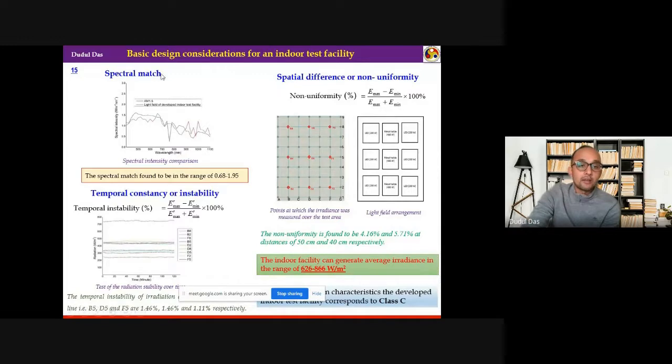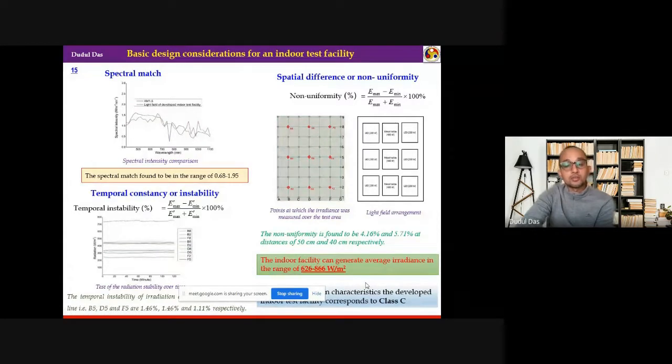Then final parameter is temporal constancy or instability. So temporal means with respect to time. So we considered few points, and at those points we calculated the radiation for a longer range of time, and we found out how the lights are fluctuating, and we found that that's within very acceptable range. And this indoor test setup which we developed, that corresponds to class C of solar simulator.